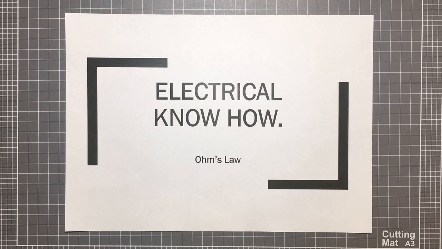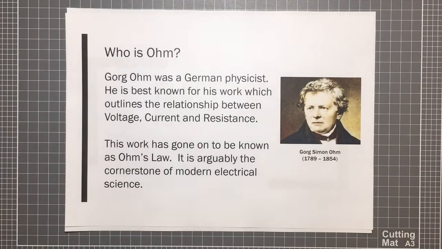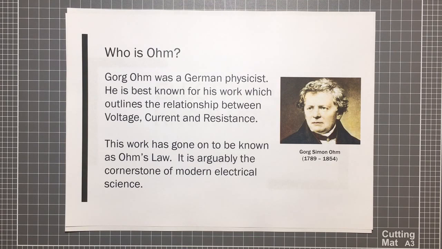Today we're going to be taking a bit of a look at Ohm's Law. So let's start off with who is Ohm. George Ohm was a German physicist and is best known for his work which outlines the relationship between voltage, current and resistance. His work has gone on to be known as Ohm's Law, and it's arguably the cornerstone of modern electrical science. Everyone knows Ohm's Law. If you do anything electrical, you know Ohm's Law, and it is inside of every single electrical circuit. So it's arguably the most important thing that you will learn in all of electrical theory.